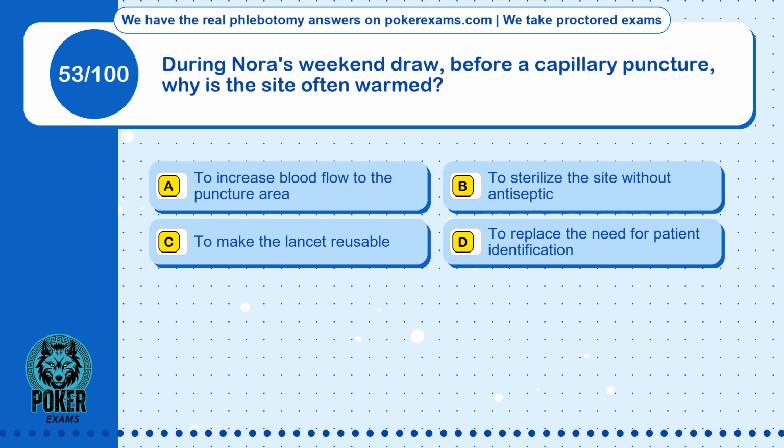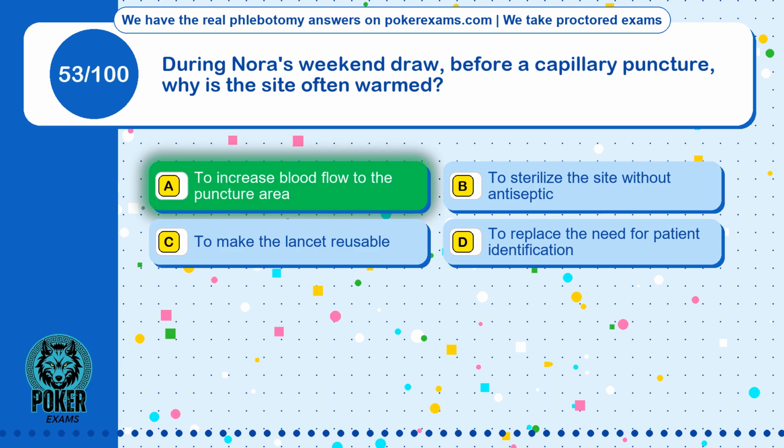Question 53. During Nora's weekend draw, before a capillary puncture, why is the site often warmed? Option A. To increase blood flow to the puncture area. Option B. To sterilize the site without antiseptic. Option C. To make the lancet reusable. Option D. To replace the need for patient identification.